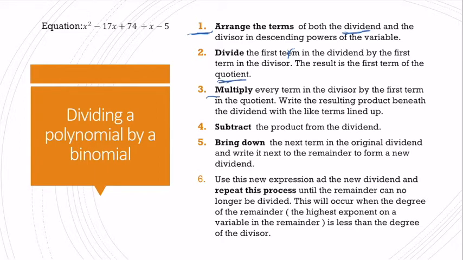Next, we need to multiply every term in the divisor by the first term in the quotient. Write the resulting product beneath them and subtract, right? You then bring down the next term, just like you brought down the next digit when we're doing long division of numbers. And you're going to use this new expression, the new dividend, and repeat this process, okay? Until you get a remainder that has a degree less than the divisor.